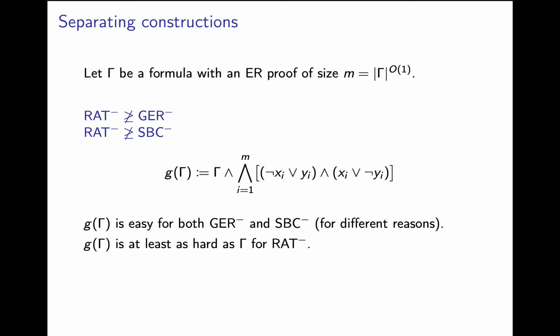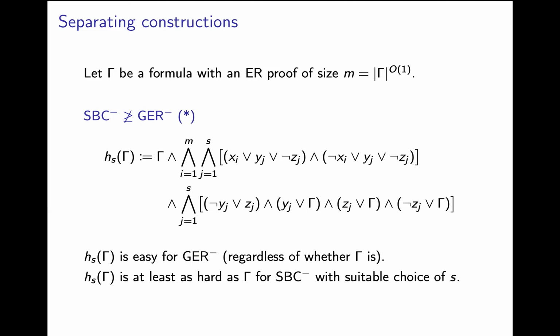This is another simpler one, where we now have two sets of new variables, xi and yi, and those clauses simply say xi if and only if yi. This time, Rat minus cannot make any use of the new variables, while the other two can. And this is a more complicated one, because this SBC minus system is able to do a lot of interesting things, so it is harder to work against. But still, this construction gives a conditional separation between those two systems, SBC minus and GUR minus.